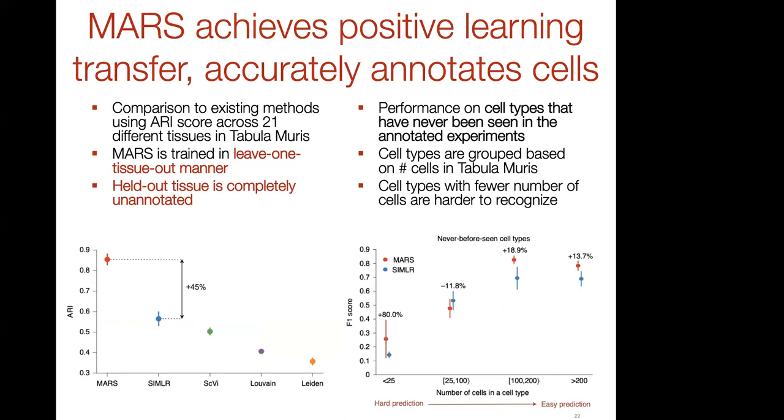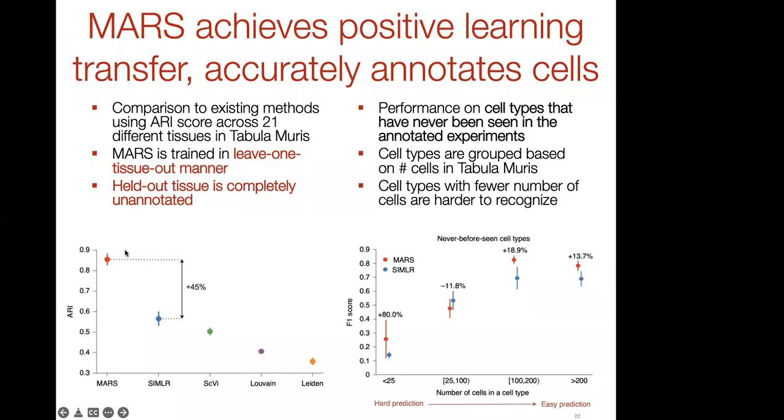So learning both embeddings of landmarks, these cell type signatures of cell types, and embeddings of individual cells, then allows Mars to accurately annotate cells, both in this more standard setting where we need to annotate cell types by looking at a new tissue.